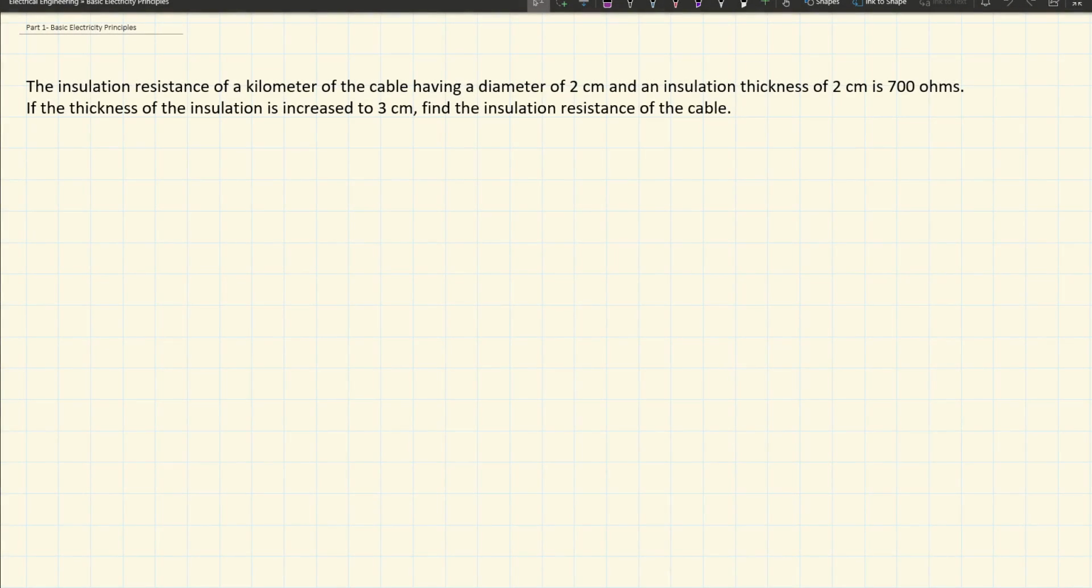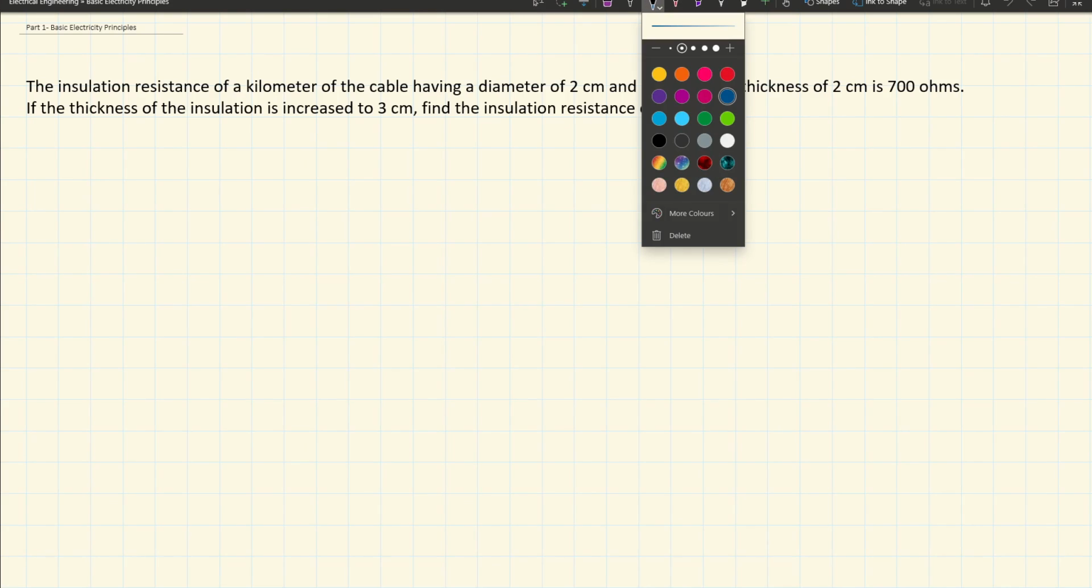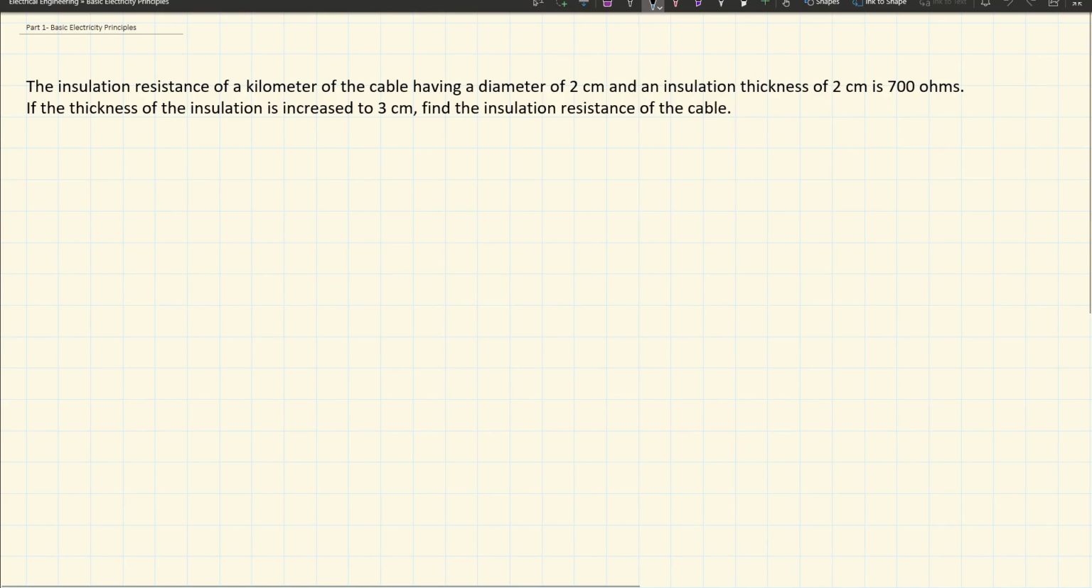Another problem, the insulation resistance of a kilometer of the cable having a diameter of 2 cm and an insulation thickness of 2 cm is 700 ohms. If the thickness of the insulation is increased to 3 cm, find the insulation resistance of the cable. Okay, so let's draw first the cable.